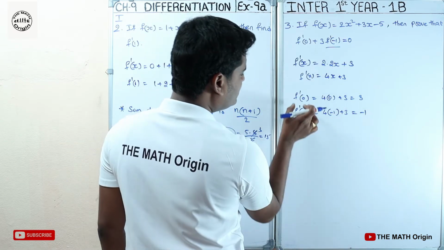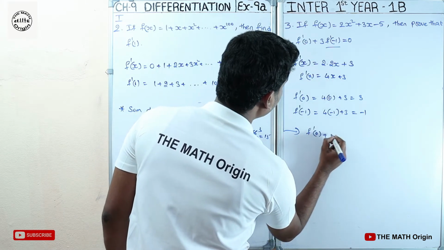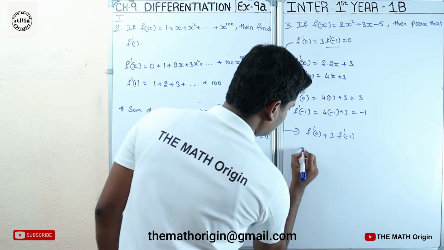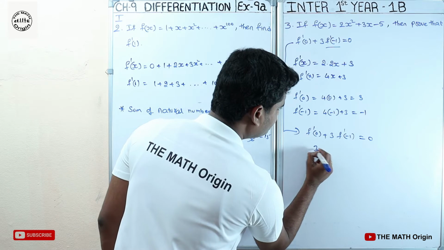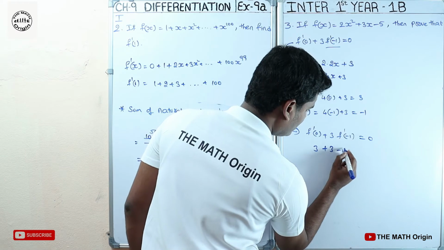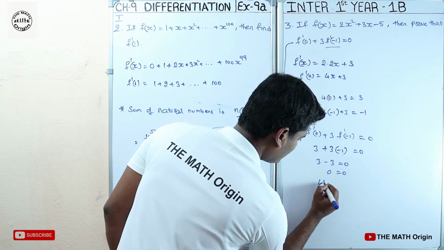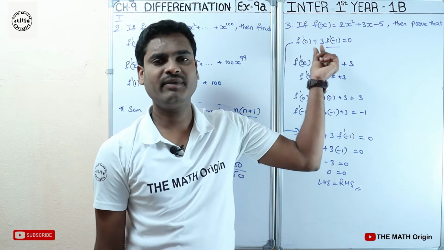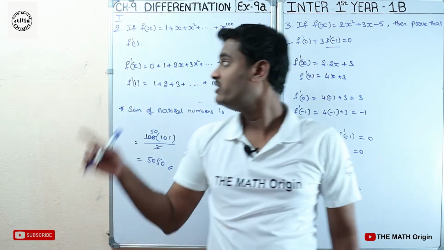So now let's substitute these two values in this equation: f'(0) plus 3 into f'(-1) equals 0. So f'(0) is 3, plus 3 into f'(-1), which is minus 1, equals 0. So 3 minus 3 equals 0, 0 equals 0. LHS equals right hand side. Hence we proved that f'(0) plus 3f'(-1) equals 0. With this we completed the third problem from the first section.